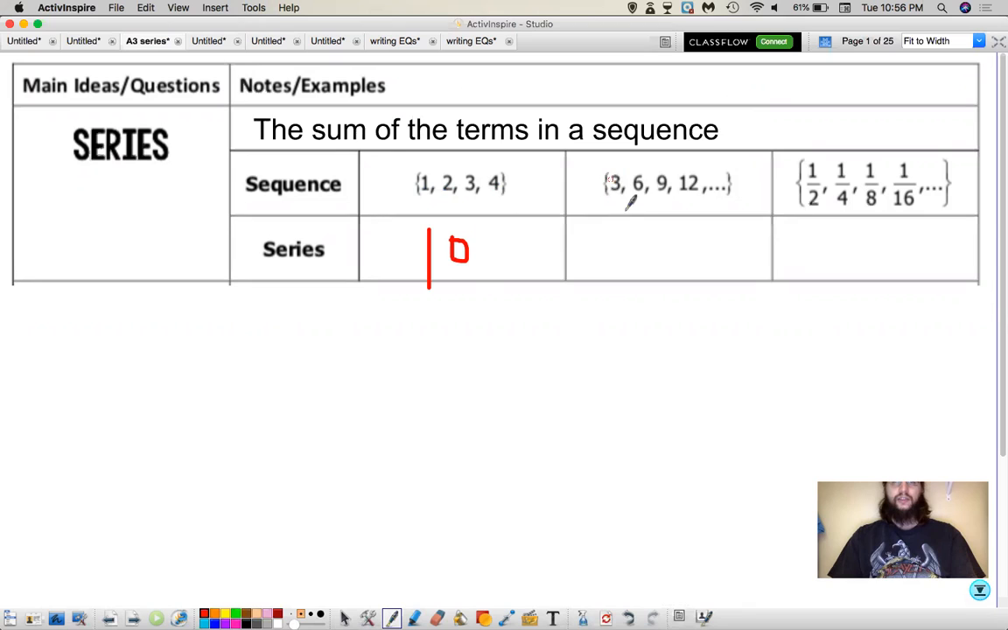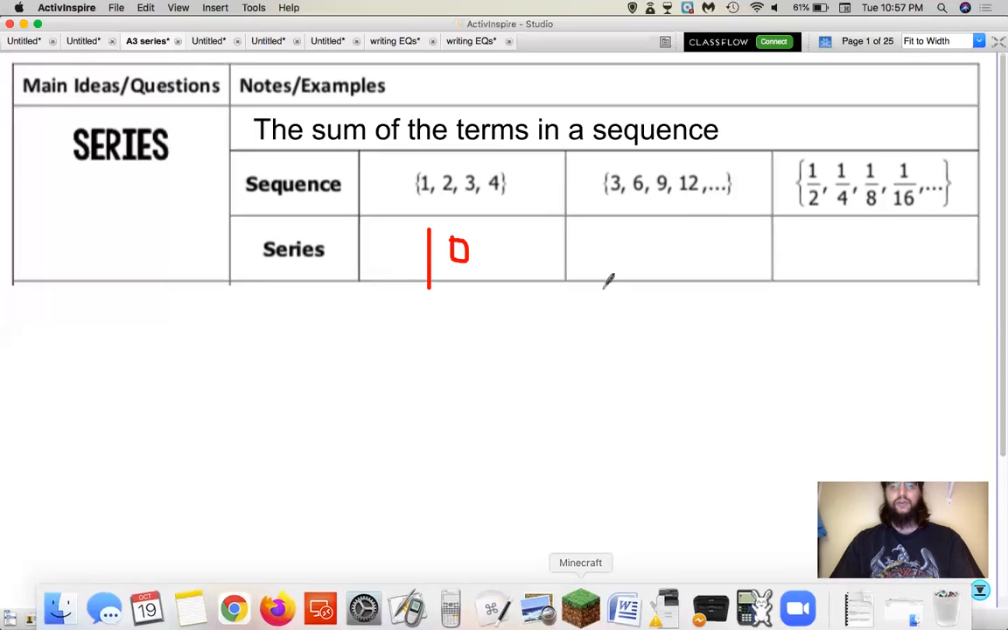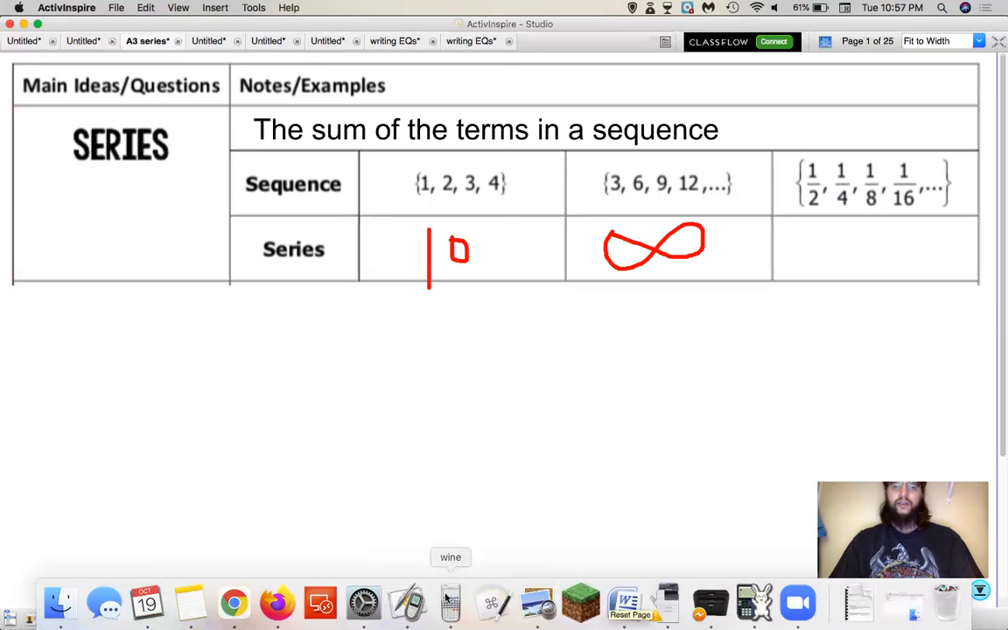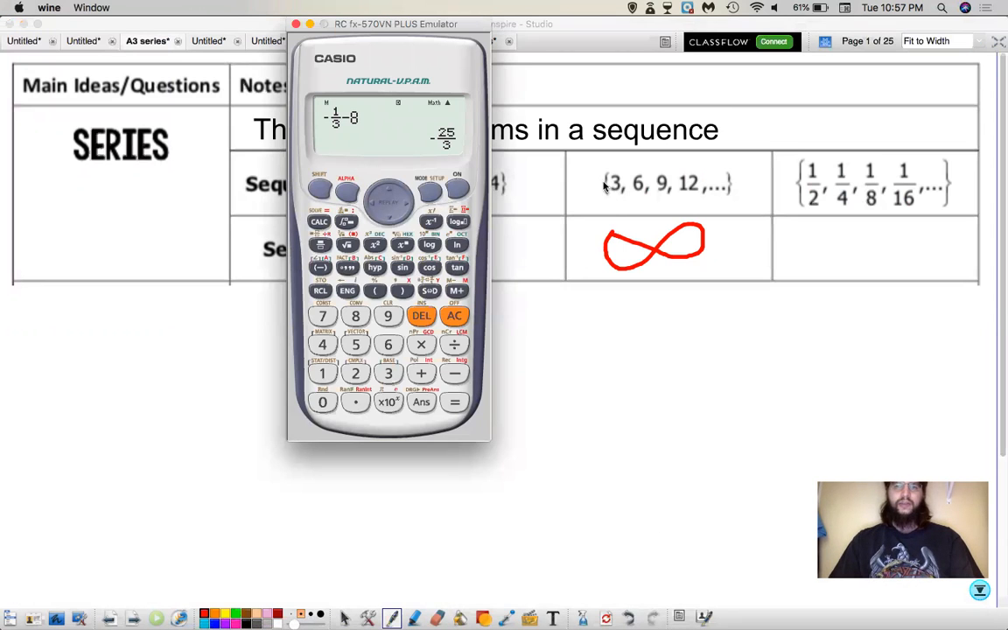Now, if we look at this one, it's 3, 6, 9, 12, and then it's got the dots going on. So it's 15, and then 18, and then it keeps on going forever. If we keep on adding bigger and bigger numbers forever, it's going to go to infinity. Every time we add something, it's just going to get bigger and bigger. All we're doing is adding up these numbers.